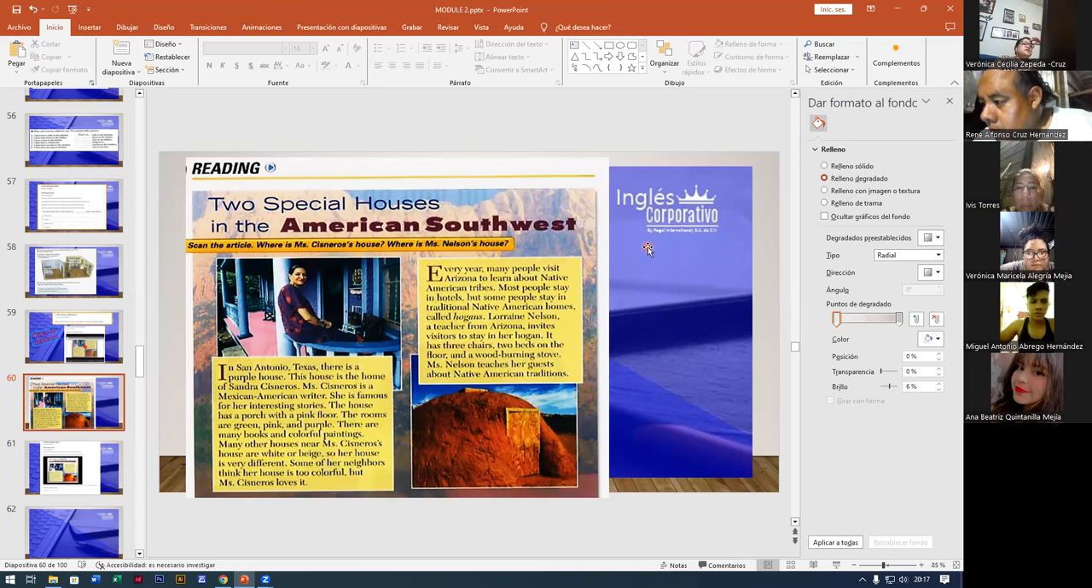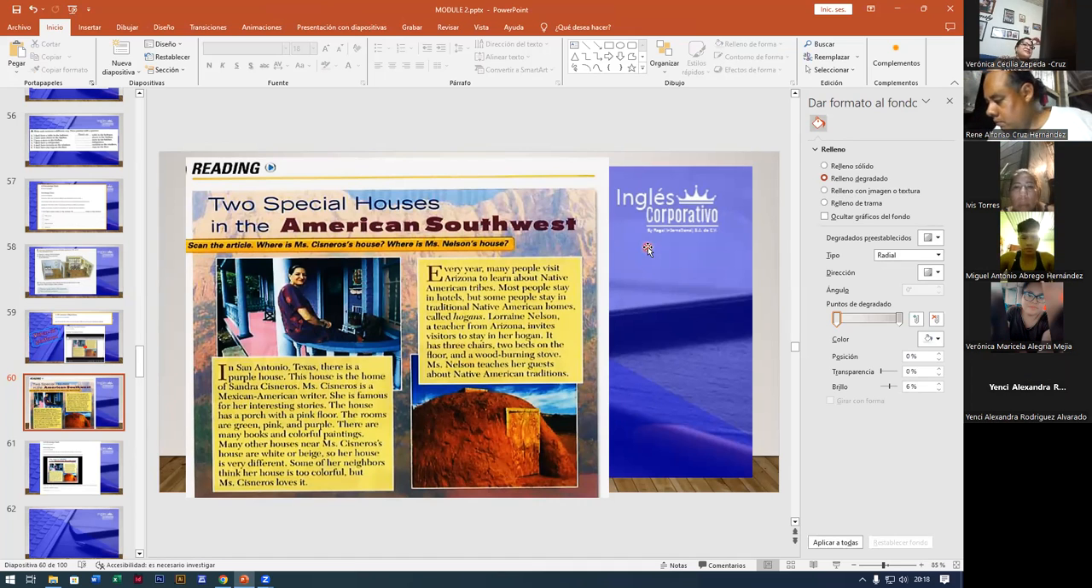Colorful paintings. Colorful paintings. What else? Many colors. It has many colors, yes. What colors do you remember? Purple, pink, green. Purple, what color is the floor? What color is the floor? Pink. It's pink, right? Excellent.